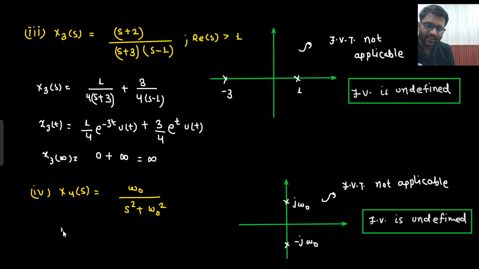And from here you can directly see that x4 of t is sine omega naught t u(t). So the value at infinity will be oscillating only.